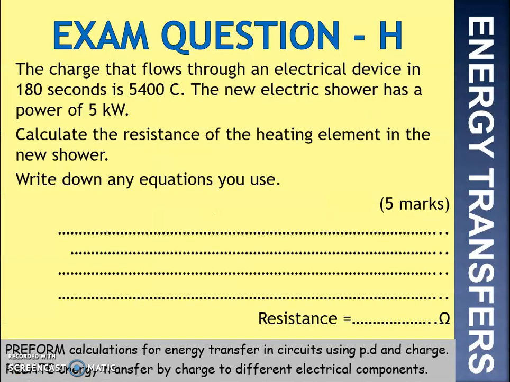Okay, slightly more difficult question now for the higher paper. The charge that flows through an electrical device in 180 seconds is 5,400 coulombs. The new electrical shower has a power of 5 kilowatts. Calculate the resistance of the heating element in the new shower and write down any equations you use. Pause the video whilst you attempt that.